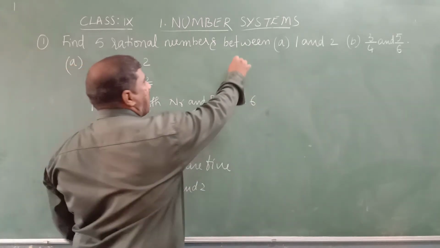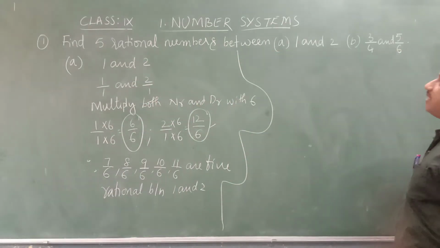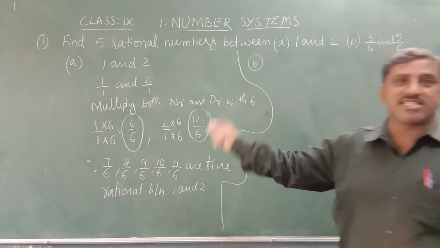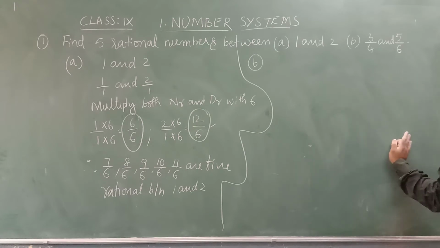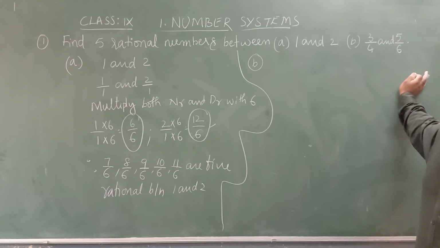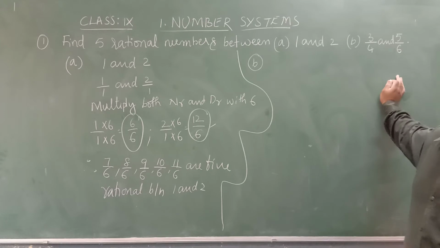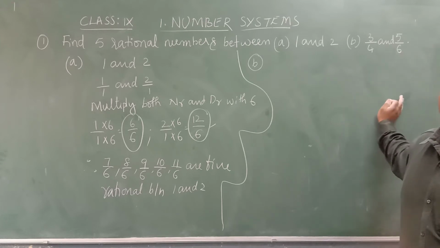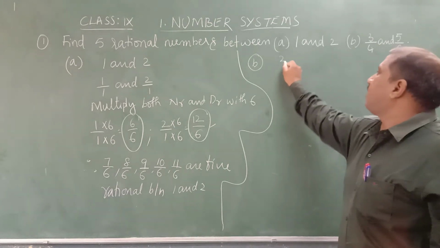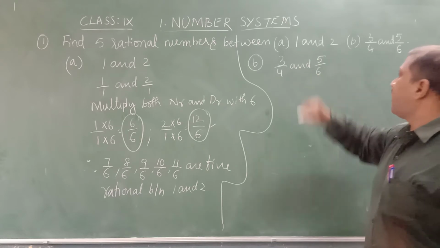Like this we will find the rational numbers between the given rational numbers. Now see the second part, the b part, where the given rational numbers are already in the p by q form, that is fractional form, but the denominators are different. So what to do? To make the denominators the same, we have to find the LCM and convert them to like fractions, that is the same denominator. The given rational numbers are 3 by 4 and 5 by 6. So the denominators are different.